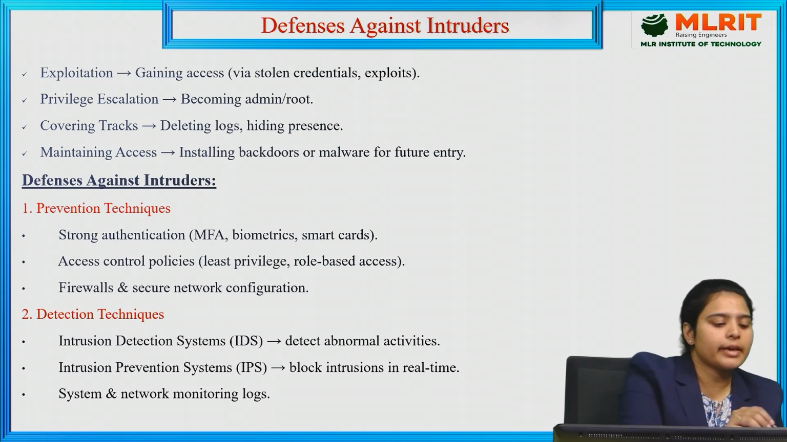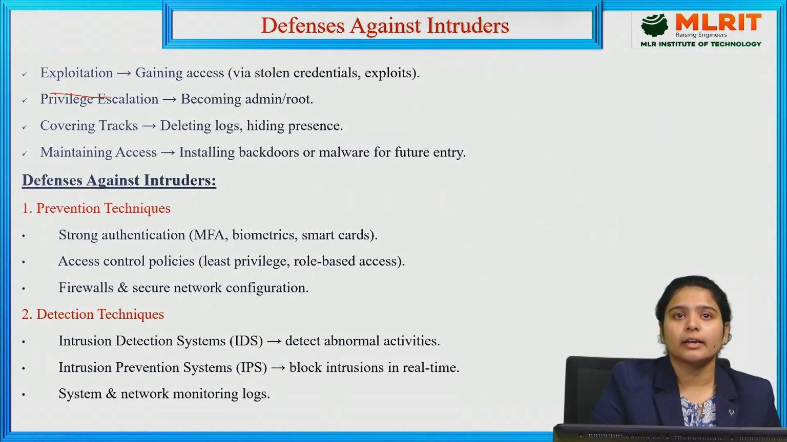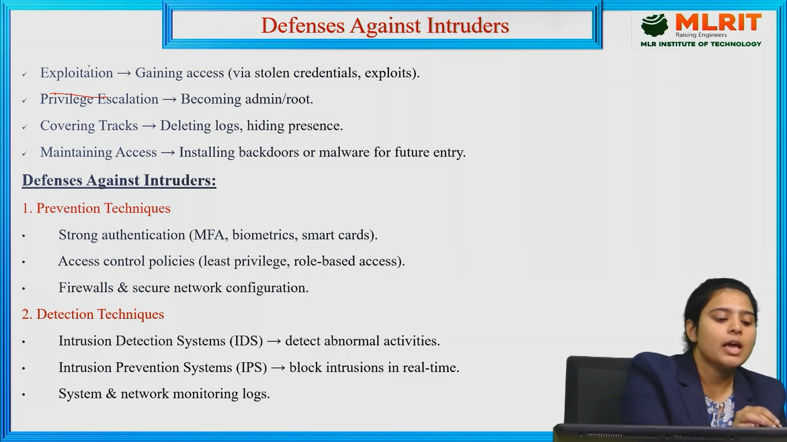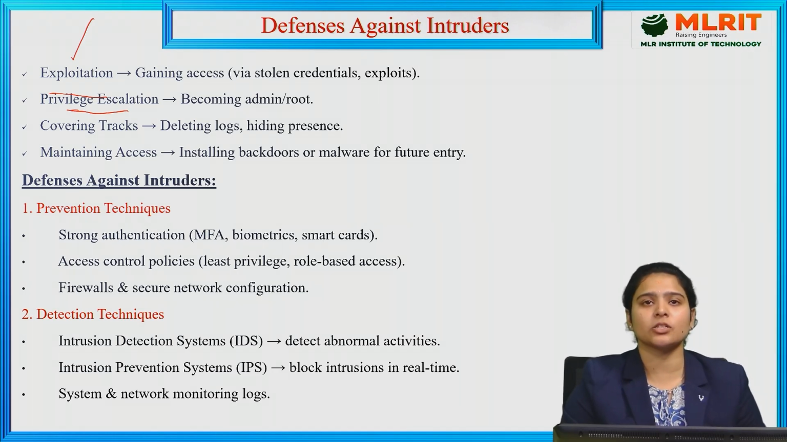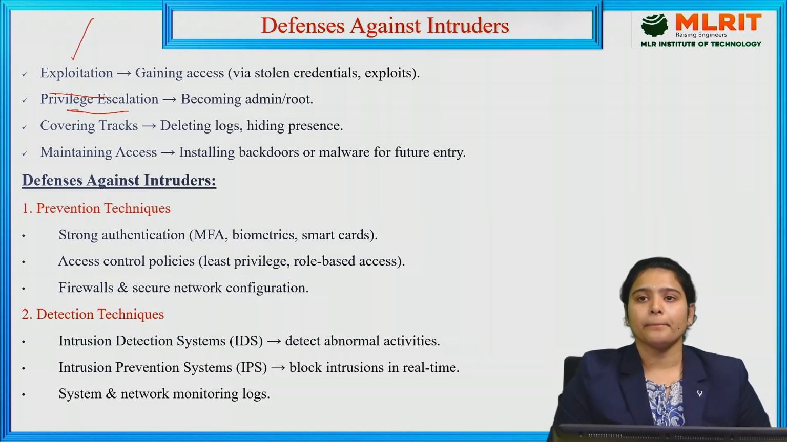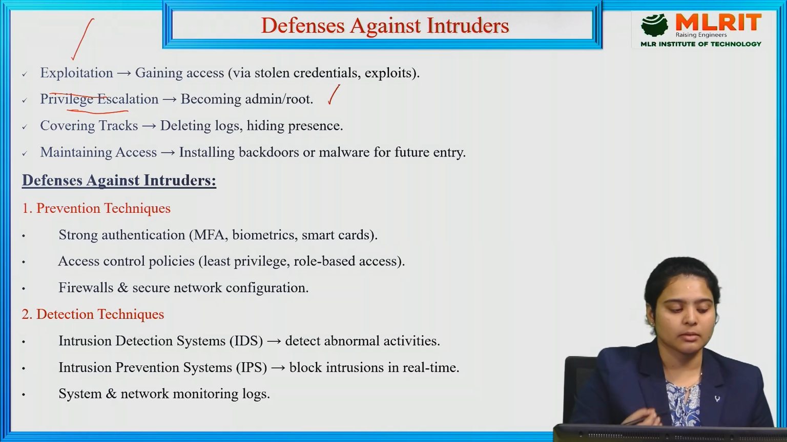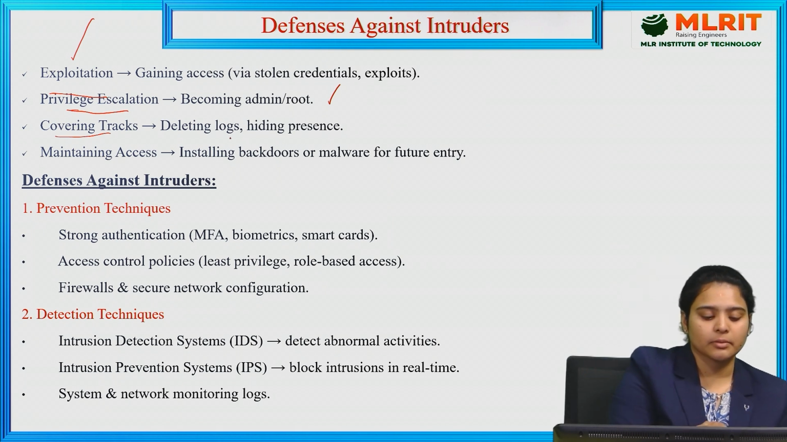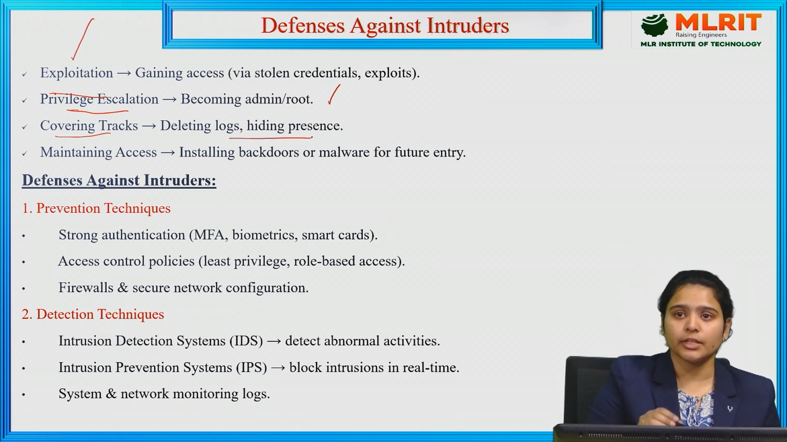The next one is exploitation. Exploitation is nothing but gaining access, via stolen credentials or any exploits. The next one is privilege escalation, which is becoming admin or root. The next one is covering tracks. Covering tracks is nothing but deleting logs or hiding presence in the system.